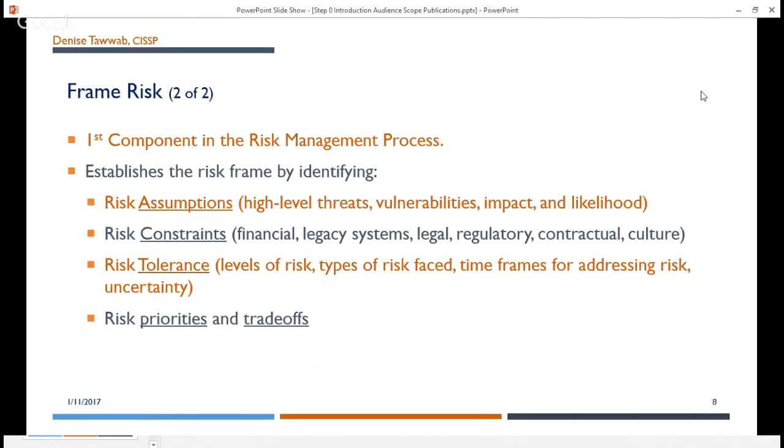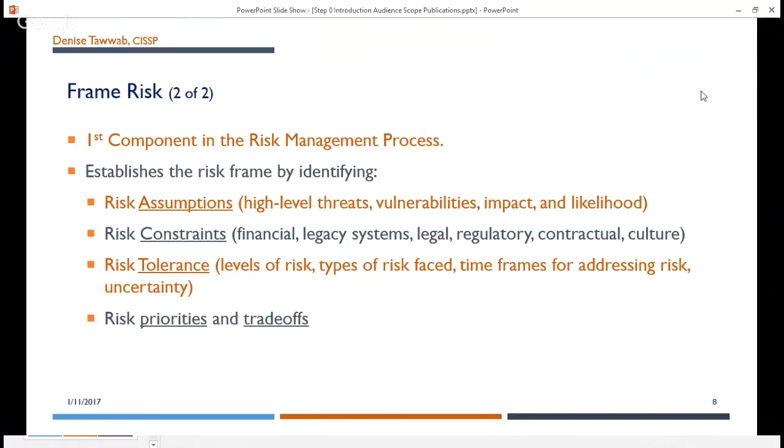Risk framing, again, is the first component in the risk management process. It establishes the risk frame by identifying your risk assumptions, your risk constraints, like financial, whether you're dealing with legacy systems, legal, regulatory, contractual, and cultural constraints. We'll look at risk tolerance, the levels of risk that the company is willing to accept, the types of risk that you face, the time frames that you have for addressing risk, and the level of uncertainty around that process.